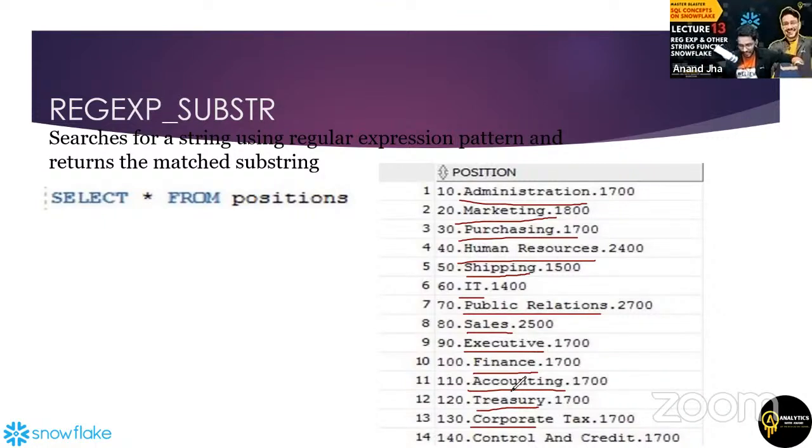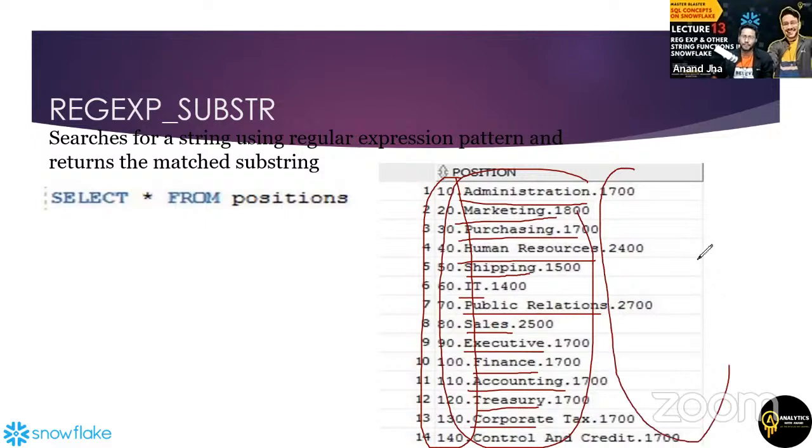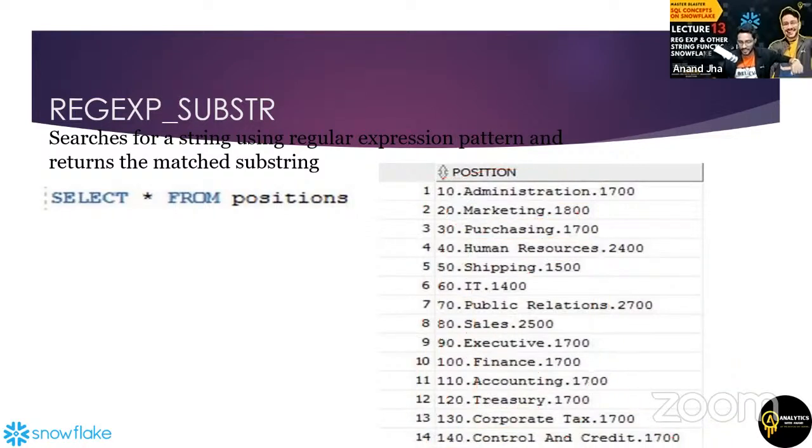How can I do it? That is my data analyst task. Yes, I need to create a table in Snowflake where 10 will go into a different column, administration will go into a different column, 1700 will go into a different column. Right? So first of all, I'll drag all this. I need all this, then I need all this. I'll put it into separate columns and create a table and give it to the client. He's happy. That is the basic task.